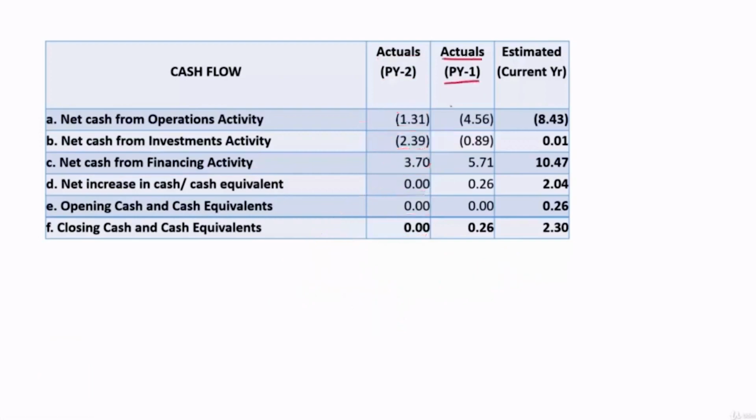In previous year 1, their negative cash flow from operational activity increased. In previous year 2 it was 1.31 crore, but now it increased to 4.56 crore negative cash flow. And if you look at the cash flow from investment activity, negative cash flow previous year was 2.39 and in this year it has come down. Okay, so now this is going to raise serious concern for the sanctioning authority, because negative cash flow is increasing year on year. This indicates either this negative cash flow is on account of loss, or this is on account of poor working capital management.